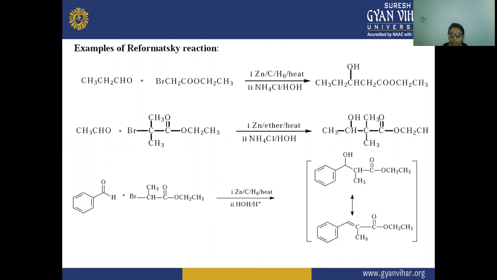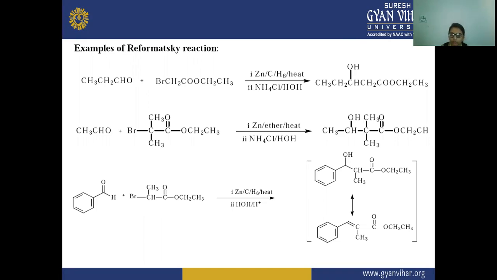Now, you see CH3CHO. This ethanal is reacting with some reagent, and in the presence of zinc, ether, and heat, there is a formation of this beta hydroxy, alpha, alpha 1,1 dimethyl ester, which is formed here.